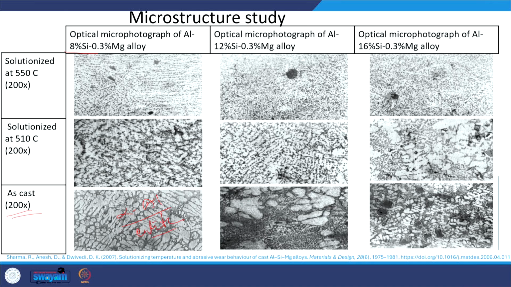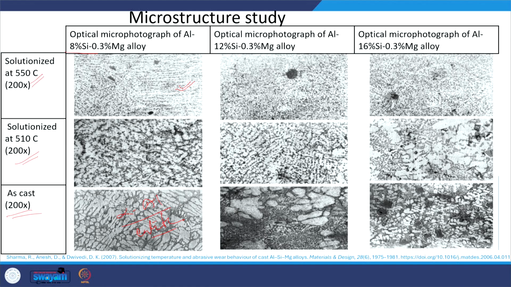But when the solutionizing is done at 510 degrees centigrade, it shows the eutectic silicon is broken down, although aluminum still remains a little bit in the dendritic form, and whatever silicon is there is broken down and remains at the grain boundaries. But when the solutionizing is done at 550 degrees centigrade, the as-cast structure is completely broken down and very fine eutectic silicon particles are observed.